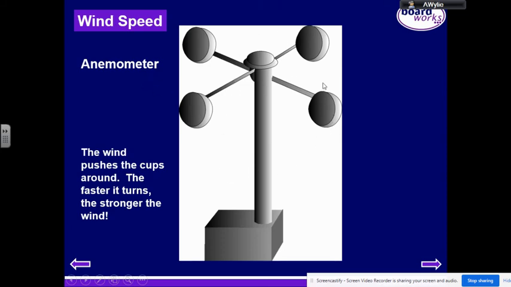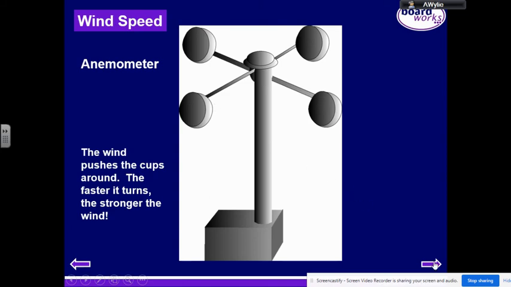It works by having 4 little cups. The wind strikes one cup, pushing it backwards, which then causes another cup to replace where the previous cup was, which is then struck by the wind and it's pushed backwards. And this starts spinning a bit like a windmill. The stronger the wind, the faster these turn.